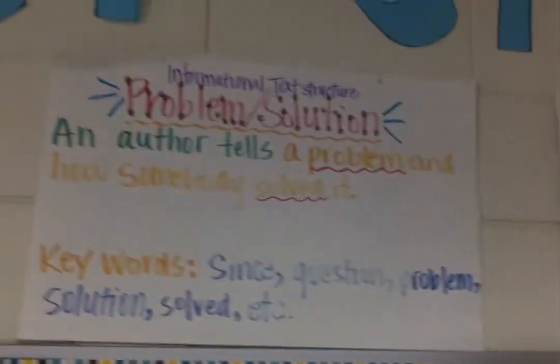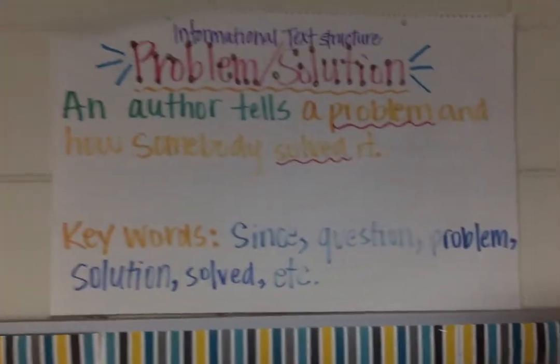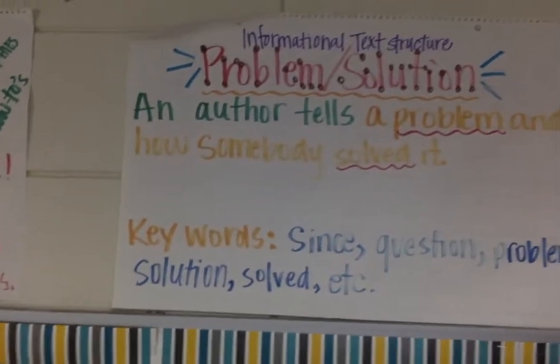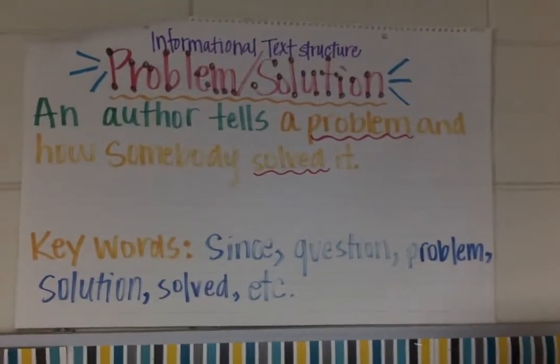So, now, problem and solution. It's when the author tells a problem and how somebody solved it. So the author will present an issue or a problem. Those mean the same thing. A conflict, another synonym for problem. And he will explain a solution to it or how it was solved.